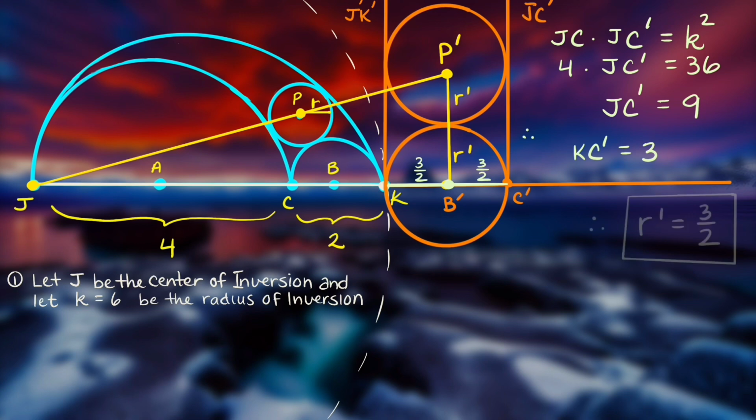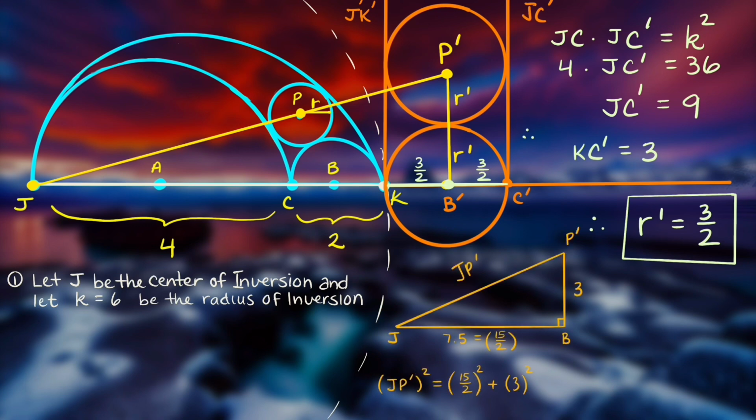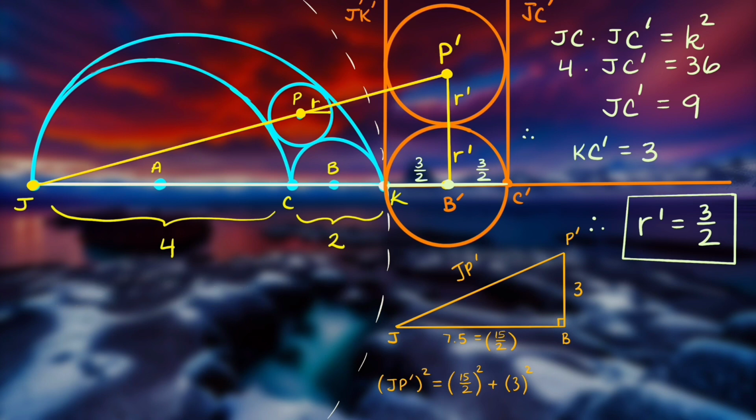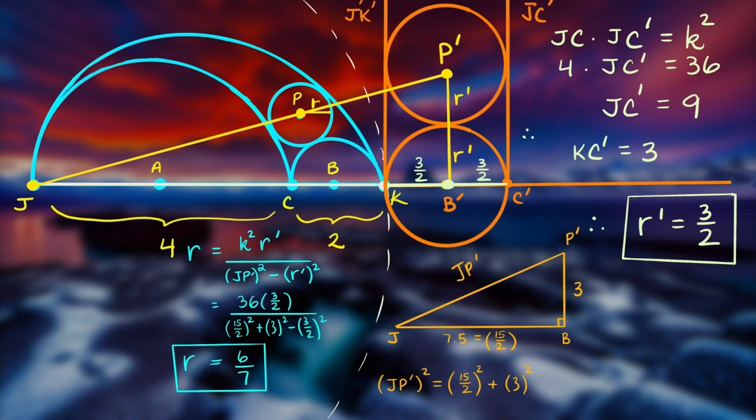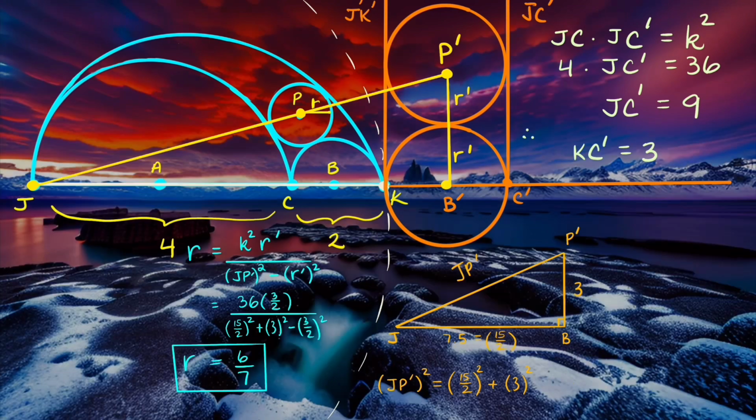And that was using the inversion formula. So the r prime being equal to 3 halves, and we know that the k value is 6, we can also apply the Pythagorean theorem here to find the value of jp prime squared. And here we get 15 over 2 squared plus 3 squared. So putting all of this into our formula for r, we get the radius r to be equal to 6/7. And this was an AMC problem from 2017, problem 16 if I'm not mistaken.